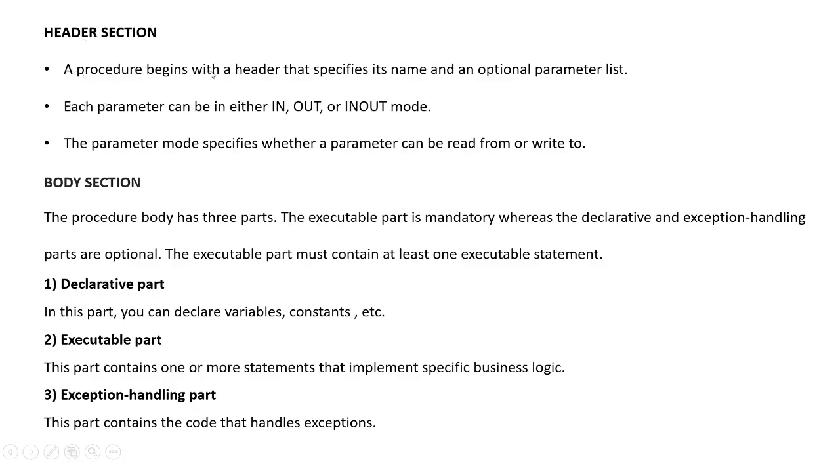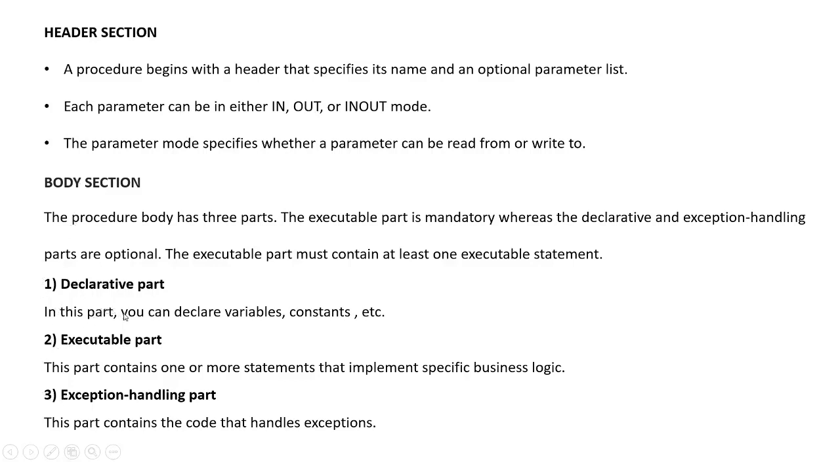So a procedure begins with a header that specifies its name and an optional parameter list. So parameters can be declared, or need not be declared. It depends on the requirement. Each parameter can be in in, out or in-out mode. The parameter mode specifies whether a parameter can be read from or written to. So when it comes to the body section, we can have three different parts.